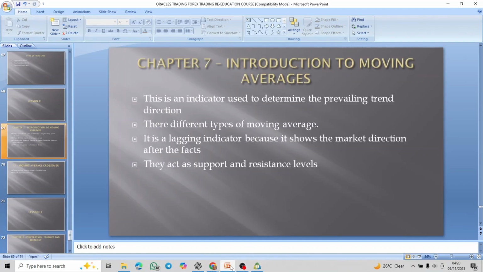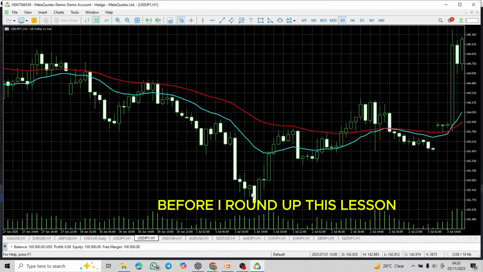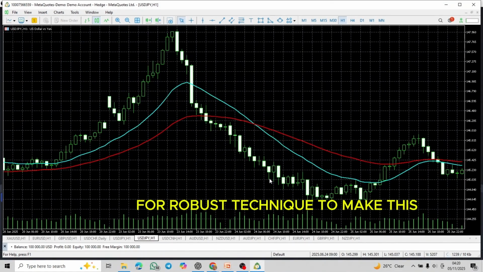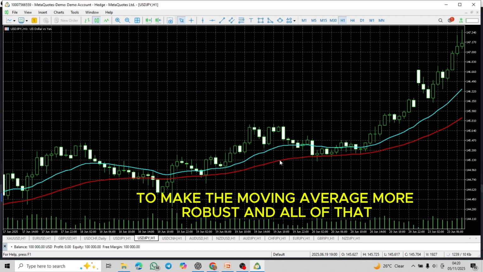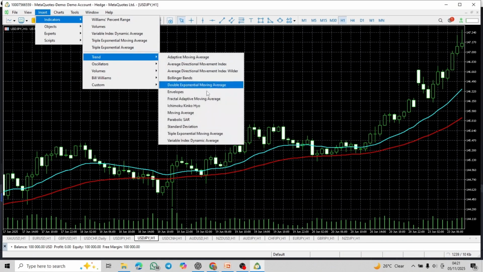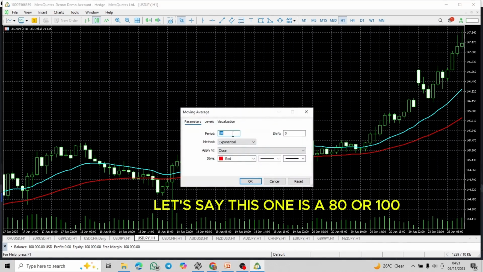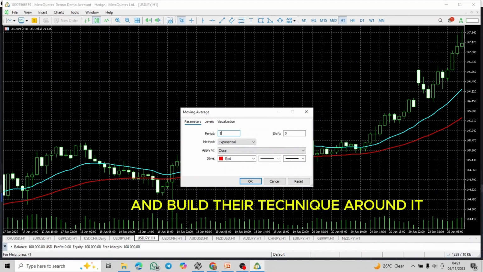So some people, let me mention this quickly before I round up this lesson. To make the moving average technique more robust and all of that, some people add a third moving average, let's say this one is 80 or 100. So they just add a third moving average and build their technique around it.